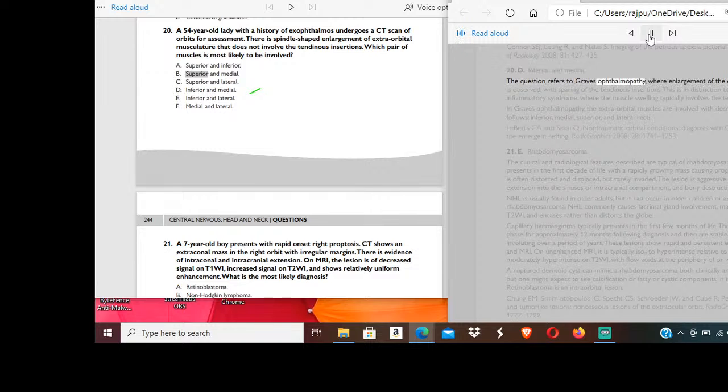The question refers to Graves' ophthalmopathy, where enlargement of the extraocular muscles is observed, with sparing of the tendinous insertions. This is in distinction to idiopathic orbital inflammatory syndrome, where the muscle swelling typically involves the tendinous insertions. In Graves' ophthalmopathy, the extraocular muscles are involved with decreasing frequency as follows: inferior, medial, superior, and lateral recti.